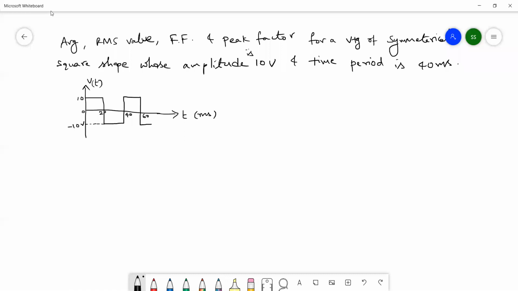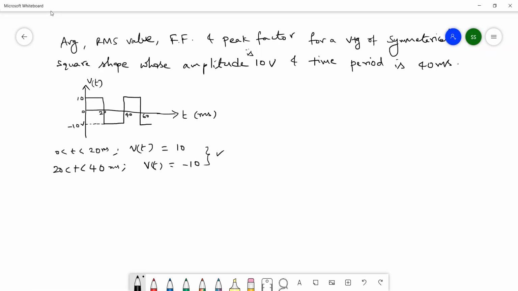I will tell the limits: from 0 to 20 milliseconds, what is the value of v of t? 10. Similarly, from 20 to 40, minus 10. This identification is very important to solve the problem. Plus 10 and minus 10.